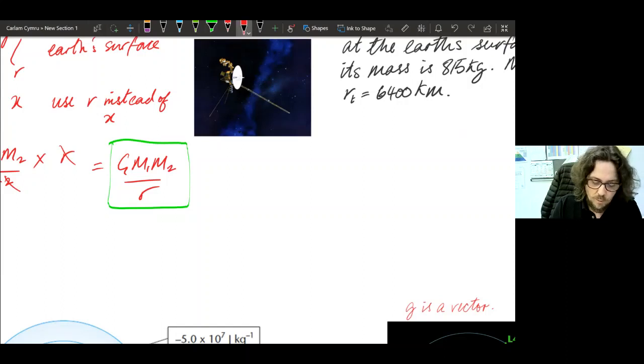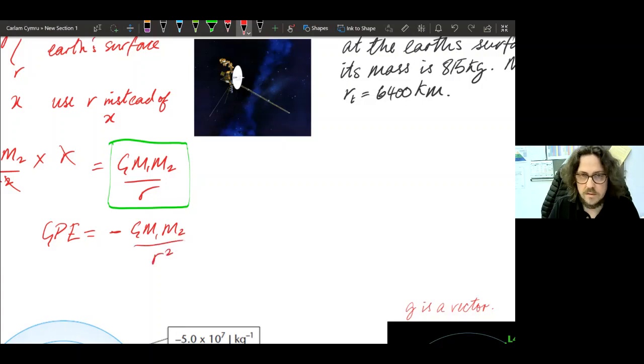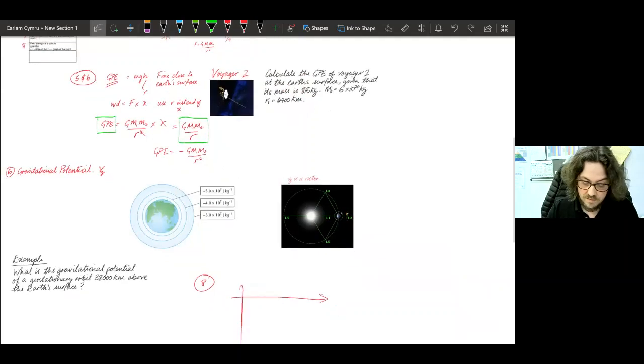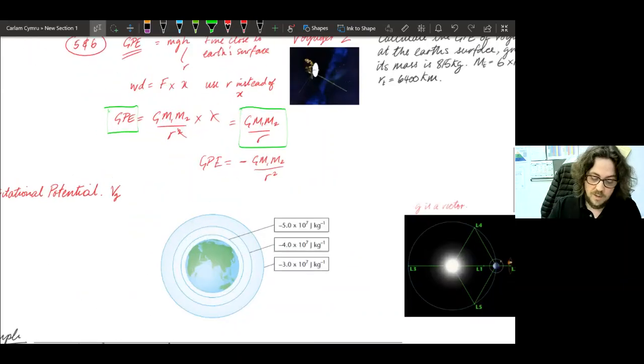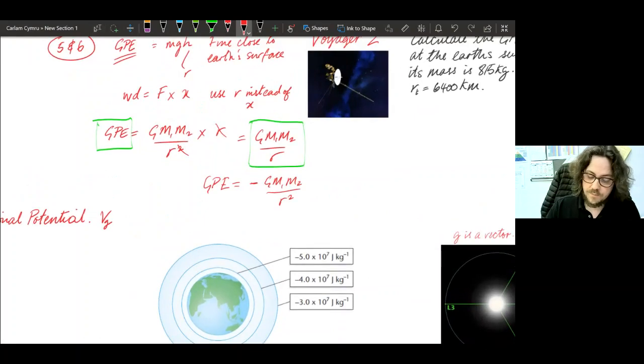If you look at a formula booklet, you'll notice GPE, gravitational potential energy, is equal to minus G M1 M2 over R. So what is this minus sign all about? We need to try and explain that, don't we?